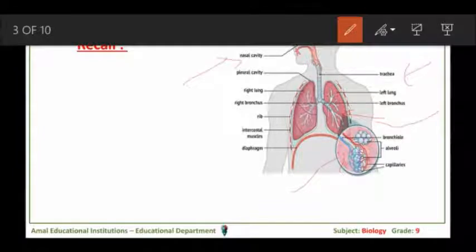So, in this activity we are going to see how respiratory gases diffuse from alveoli to blood capillary and from the blood capillary to alveoli. Also, we are going to study the diffusion of respiratory gases from the blood capillaries to the tissues and from tissues to blood capillaries.